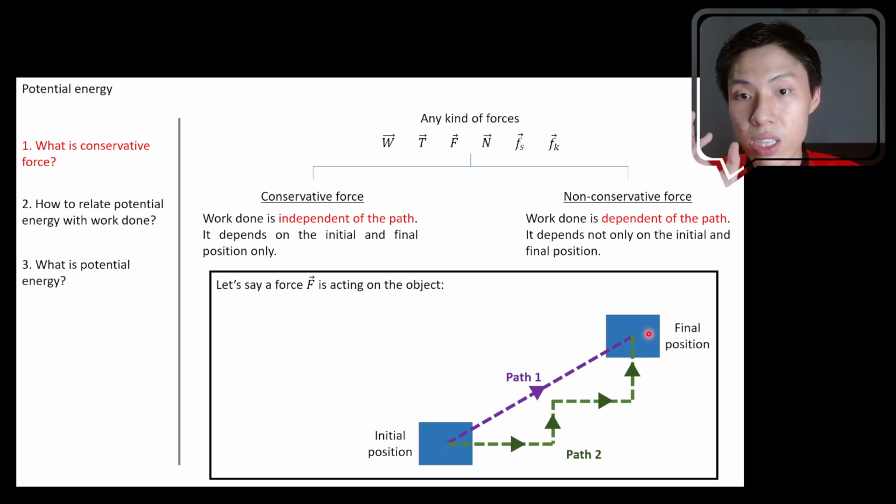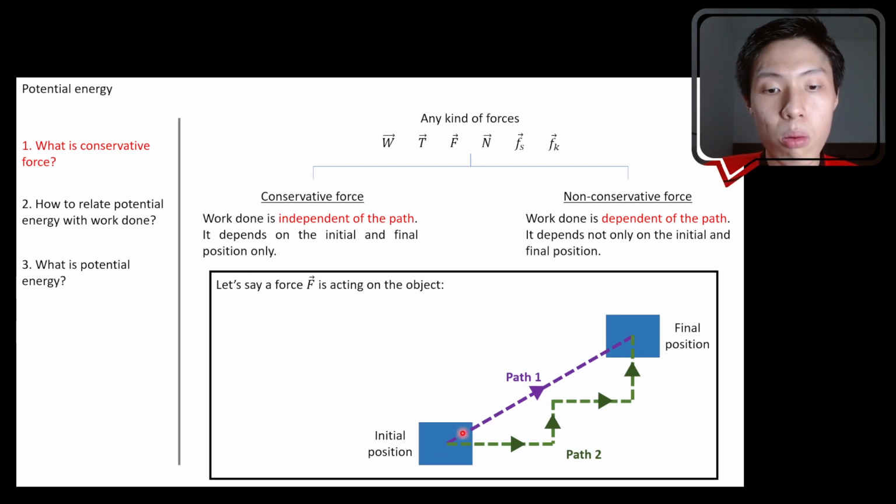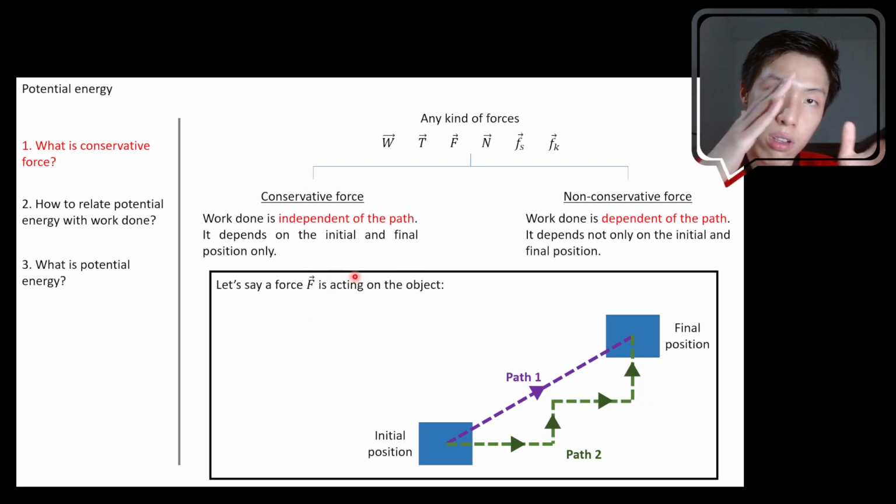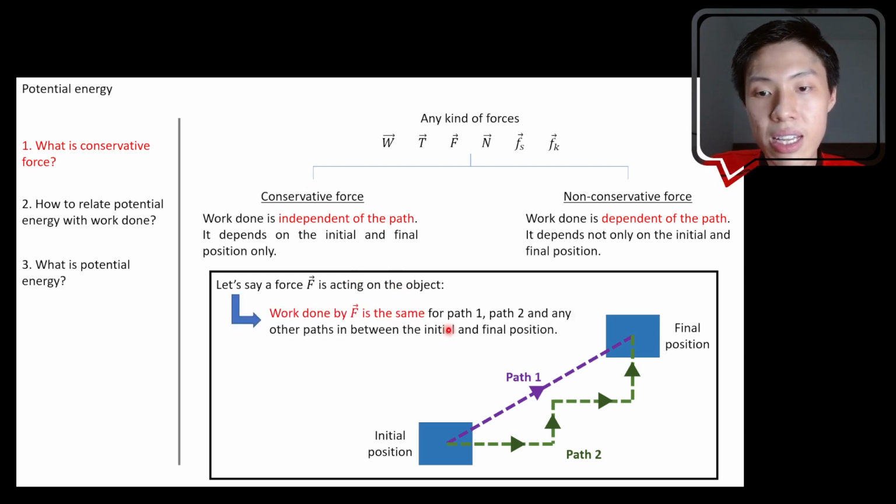So we try to determine the work done by F if the object undergoes displacement using path 1, and we do it again, finding the work done for the object undergoing path 2 to go from initial to final position. So we use two different paths to calculate the work done by F, and if the two paths give you the same work done, then that means your work done is independent of the path. No matter if you switch between different paths, if you still get the same work done, that means the work done doesn't depend on the path. It depends on the initial position and final position only.